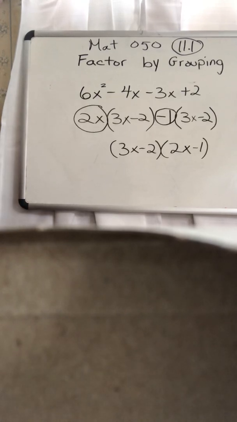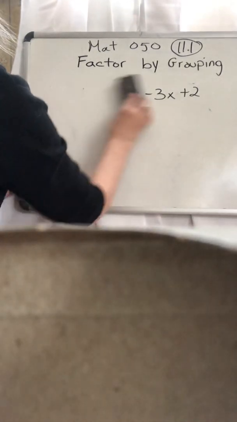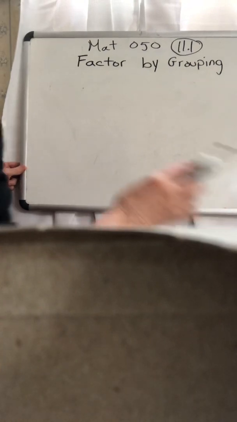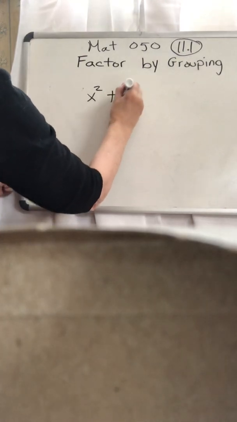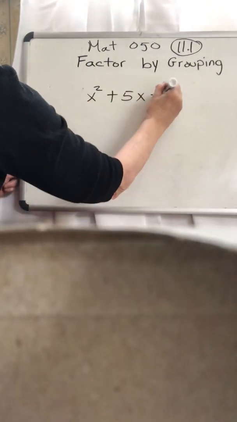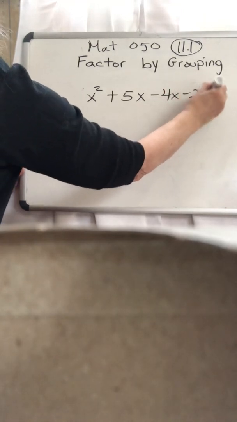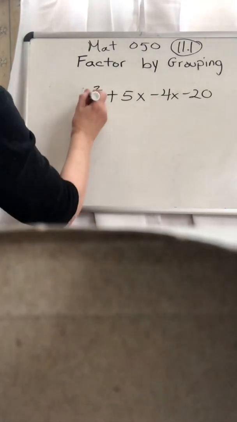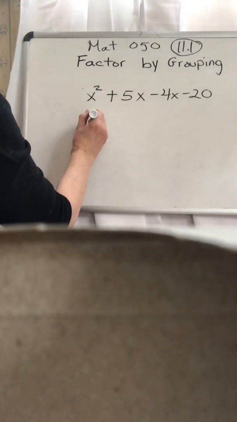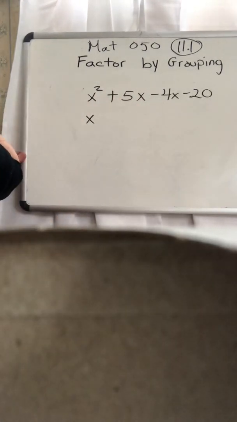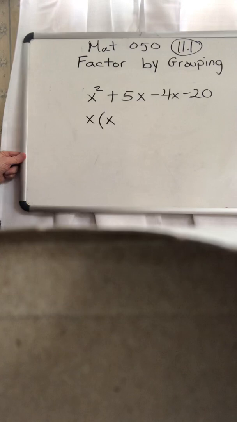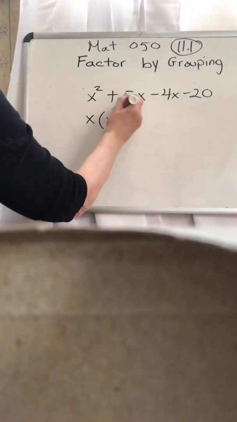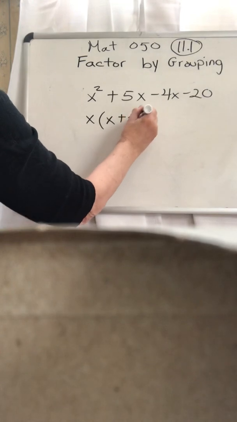Okay, so let's go ahead and look at You Try It 3. You Try It 3 is x squared plus 5x minus 4x minus 20. So we look at the first 2 terms and we see that we've got a common x. So we pull the x out. x times what would give me x squared? x. x times what would give me a positive 5x? A positive 5.